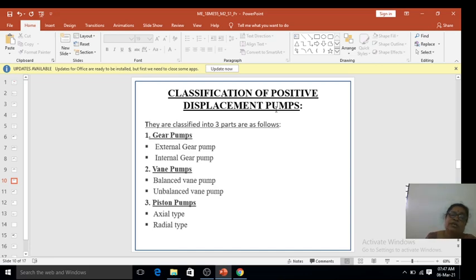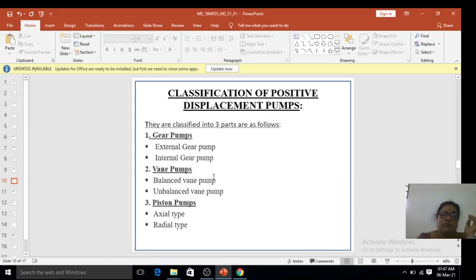When it comes to the gear pump, it is of two types. One is the external gear pump, the other one is the internal gear pump. The external gear pump is one in which the two gears mesh externally, whereas in the internal gear pump the meshing of the gear teeth is internal. That is, the internal gear pump will have one gear inside the other, and those two gears will be separated by a small seal called the crescent seal.